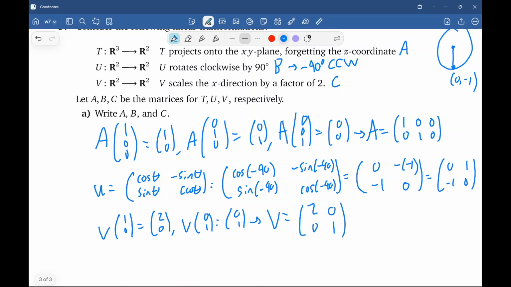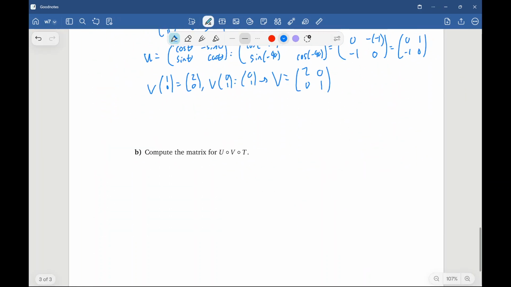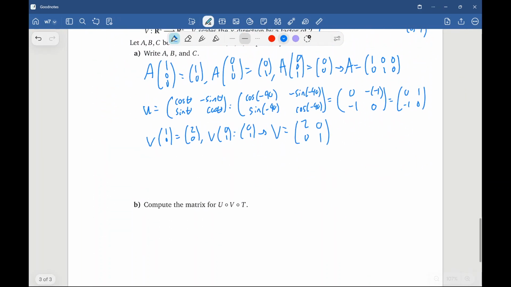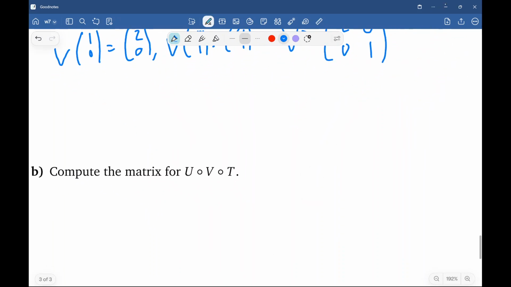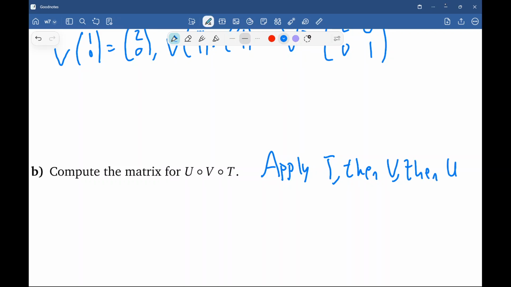And then for part B, computing the matrix for this composition of transformations. Again, reading this out, this means apply T, then V, then U. This is what this notation means. We read right to left for some reason. Well, there's actually a good reason. This is just a side note.